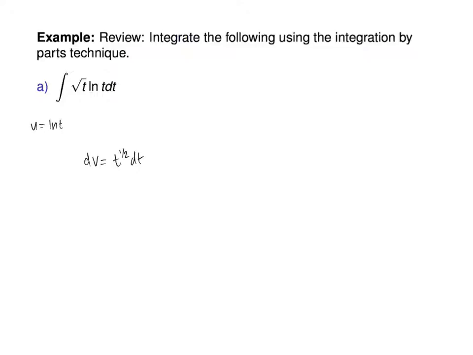Derivative of natural log t is 1 over t dt. And the antiderivative of t to the 1/2 is 2/3 t to the 3/2.